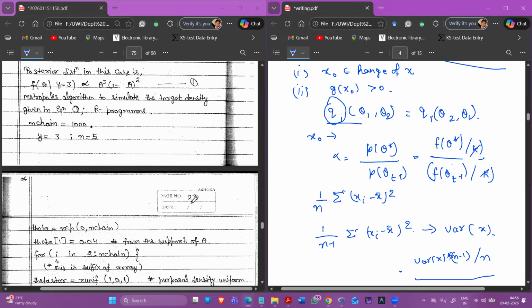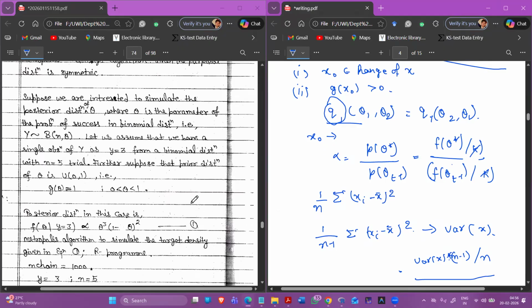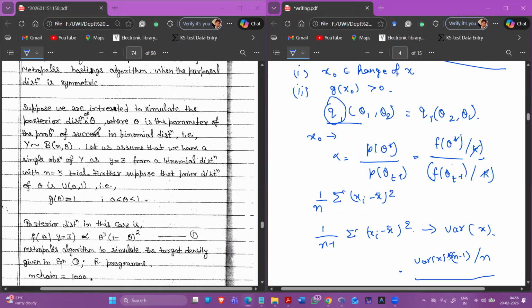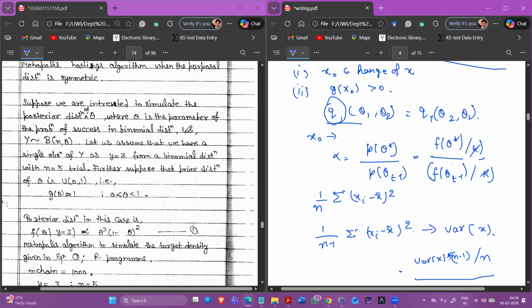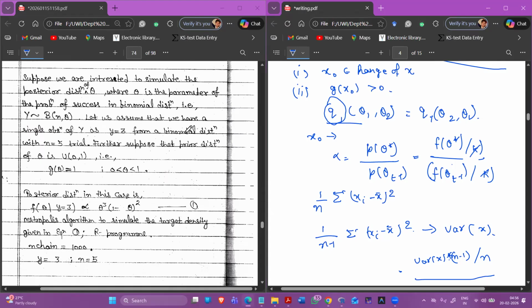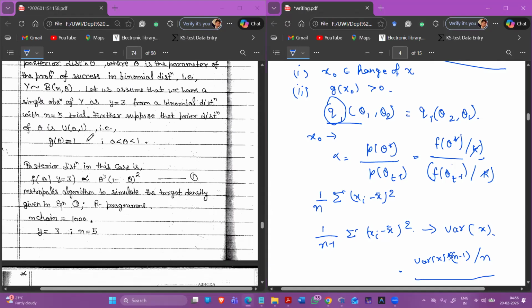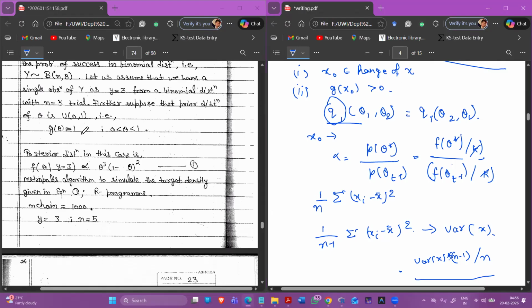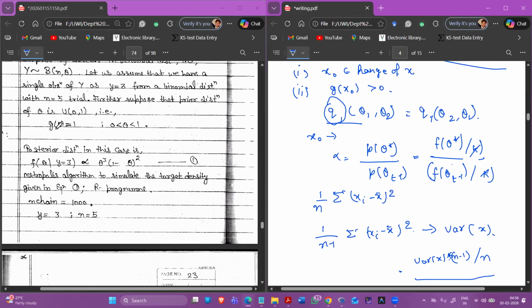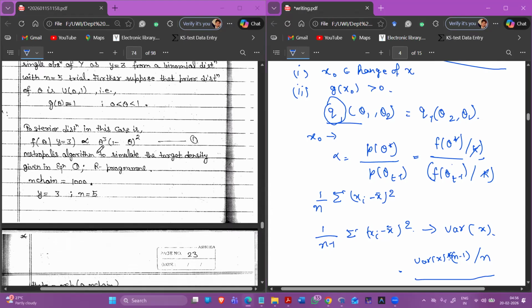Okay. So after that, here I just took some examples. Suppose we are interested to simulate the posterior distribution of theta, where theta is the parameter of the probability of success in the binomial distribution, that is, y follows the binomial distribution with theta. And let us assume that we have a single observation y equals 3 from the binomial distribution with n equals 5 trials. Further suppose that the prior distribution of theta is uniform, that is, g theta equals 1.